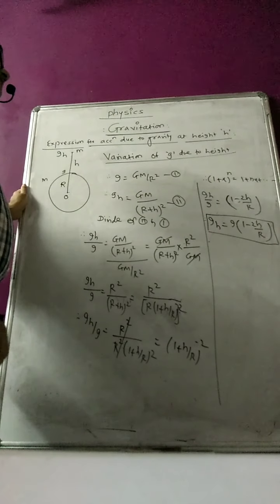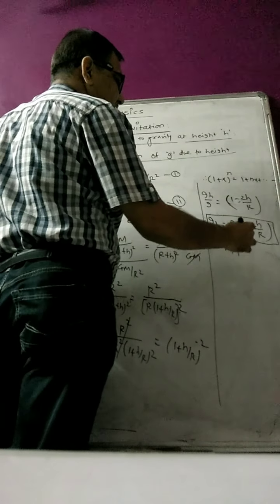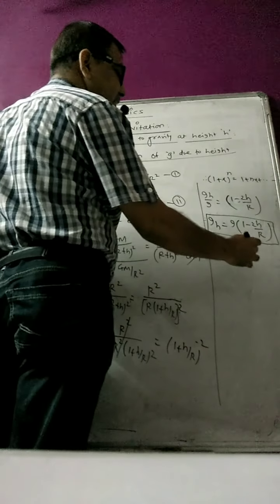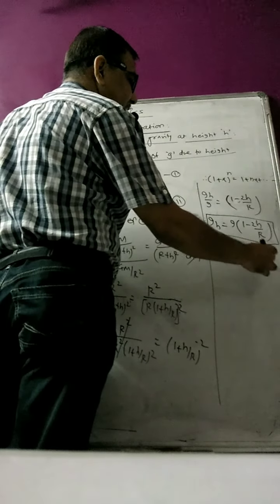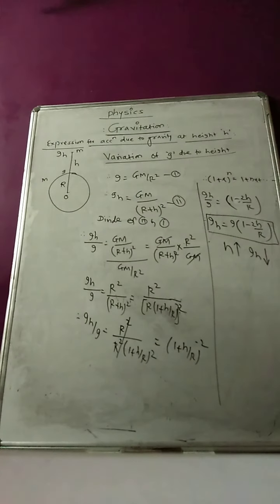In that expression, naturally, as h goes on increasing, meaning you are going above the surface of earth, the acceleration due to gravity goes on decreasing. So that is one of the equations that we have calculated.